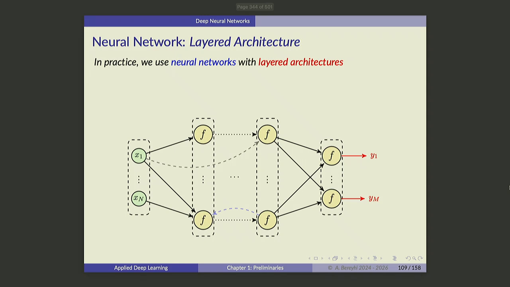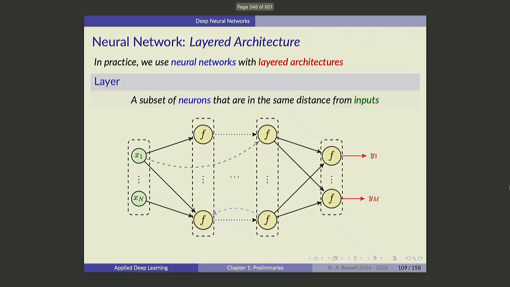Okay, now let's get a bit more practical. So typically you don't think about those weird neural networks. You think about such a thing, and this is what we call a layered architecture. A layer is basically a set of neurons which are all at the same distance from the input. So everybody here has distance 1, length 1. Then everybody in the next layer is at distance 2, and so on.